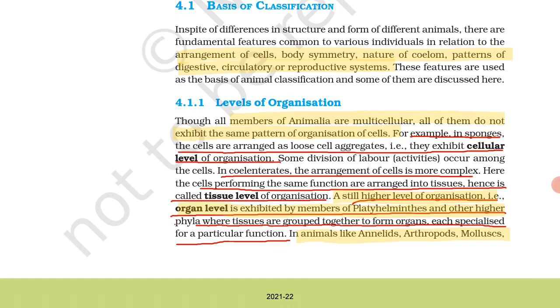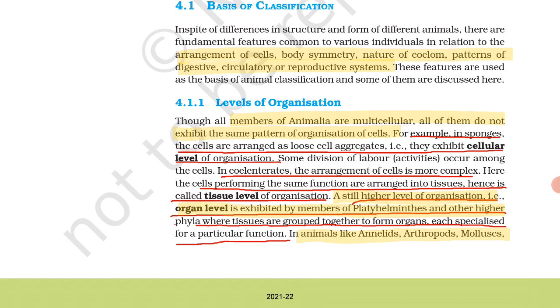Example is coelenterates. Next is a still higher level of organization, that is organ level of organization, exhibited by members of Platyhelminthes and other higher phyla, where tissues are grouped together to form organs, each specialized for a particular function. So the next higher level is organ level of organization, and the examples are Platyhelminthes and other higher phyla.